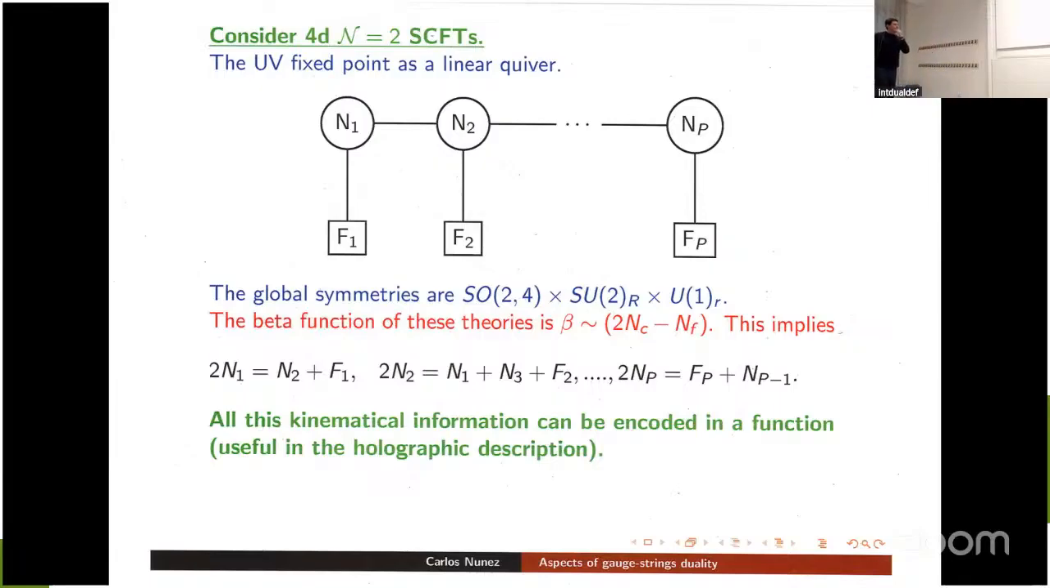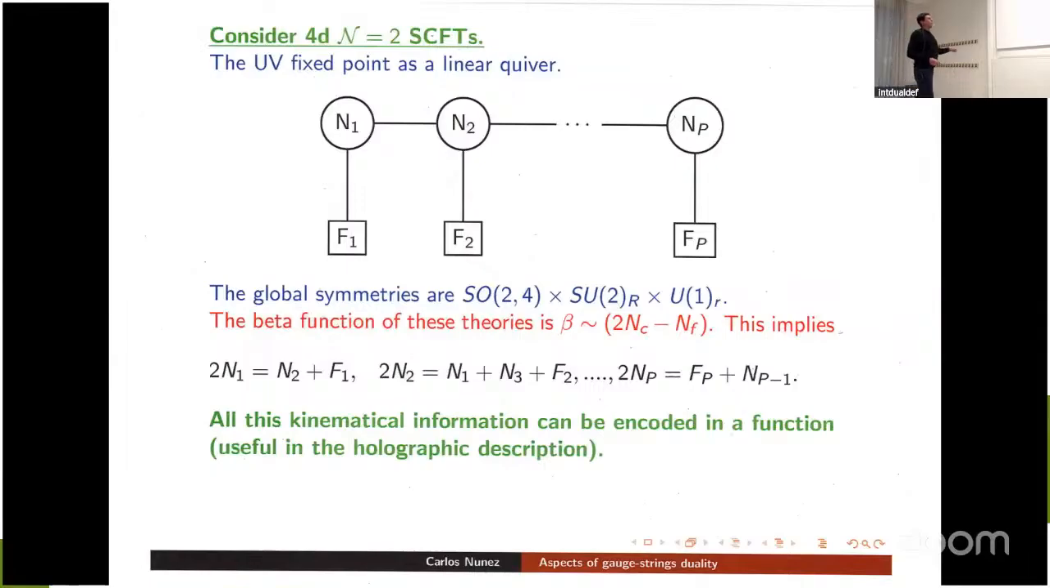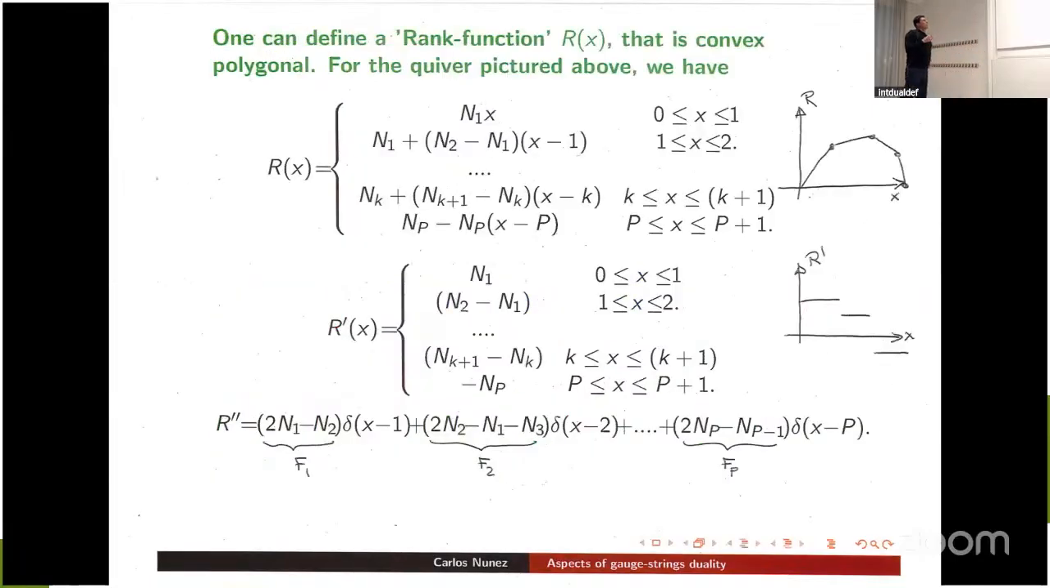All right, so let me discuss a way of encoding all this numerology and this type of equivalences in one simple function. So the idea is the following. This is for a linear quiver of p nodes, okay? You can define a function that goes between 0 and p+1, okay?